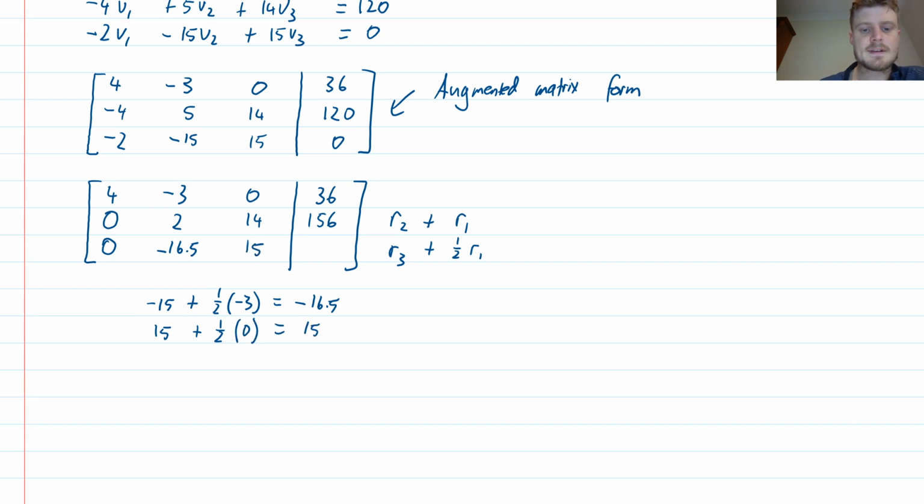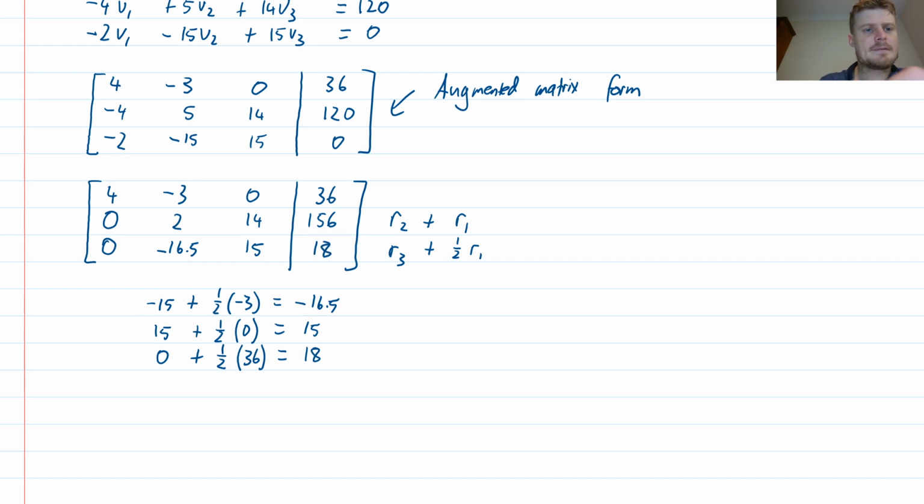So I'll write a 15 here. And then for the last one, I had a 0 and I was adding 1/2 of row 1. So 1/2 of row 1 is a half of 36. 1/2 of 36 is 18. So I'll just write an 18 there.